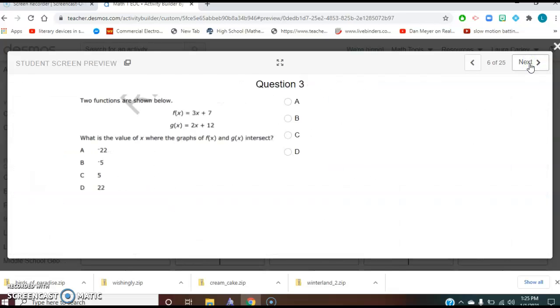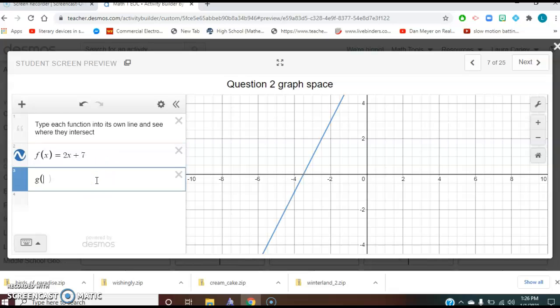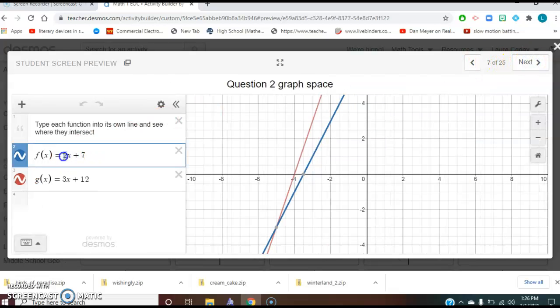All right, this one is a system. It's got two functions, and again, it's just asking you where they intersect. So f of x equals 3x plus 7, g of x equals 2x plus 12. I'm going to go back and make sure that was the right equations. Nope, I was close though. 3x plus 7 and 2x plus 12.